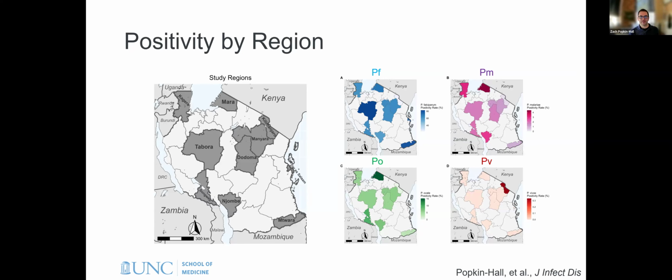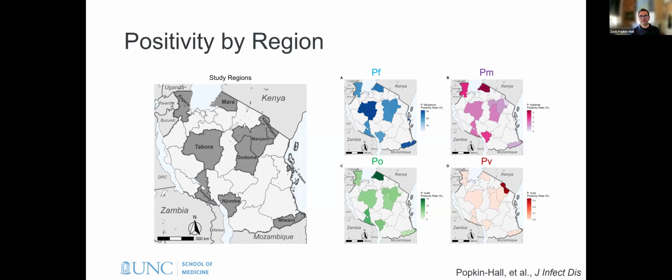So PO positivity goes up to about 15%. And again, we're seeing that highest positivity in Mara region with, again, some heterogeneity elsewhere. And this will be clearer on the next slide, but we actually see that the ovale positivity rates surpass 5% in 7 of our 10 study regions, which is suggesting that really there needs to be some targeted surveillance specifically looking for ovale, since it accounts for such a large proportion of infections here.